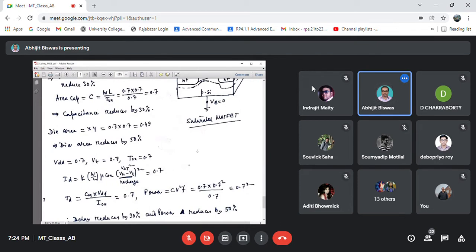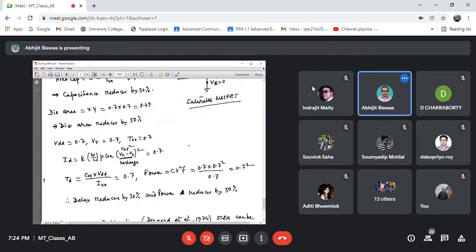Now I come to what will happen to the drain current. You know that the supply voltage VDD will also be reduced by 30%. That means previously it was 1 volt, now it is 0.7 volt. Threshold voltage is again reduced by 30%. That means it was 100%, now it is 0.7. Similarly, TOX is equal to 0.7.